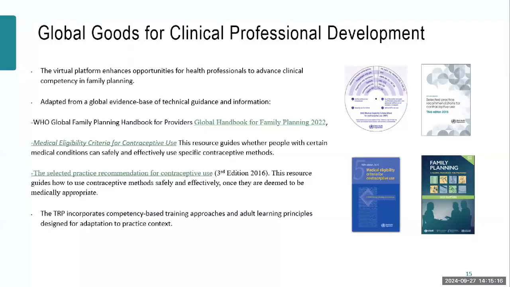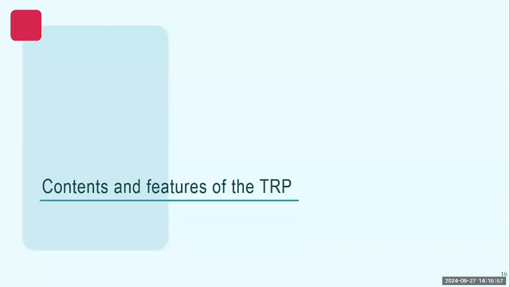So the global good, this is a virtual platform. It's not a book. It's not a physical material. It's a virtual platform which enhances opportunities for health professionals and is adapted from global evidence, the cornerstone technical guidelines, the WHO Global Family Planning Handbook for Providers 2022, the medical eligibility criteria for contraceptive use, and the selected practice recommendations for contraceptive use. And the TRP incorporates all these competency-based training approaches and adult learning principles for adaptation to the practice context.